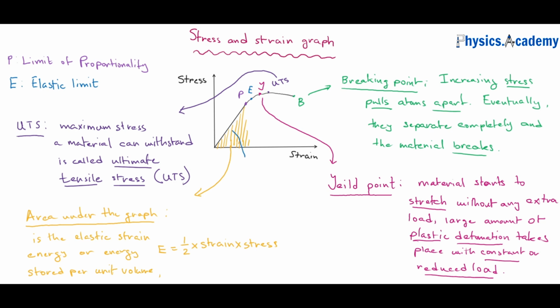The last thing we need to know about this kind of graph is the gradient of the graph, which is simply stress over strain. And this turns out to be a constant up to the limit of proportionality, because the graph is a straight line up to that point. But beyond that, when the graph starts to curve, the Young's modulus is no longer constant and it starts to change.